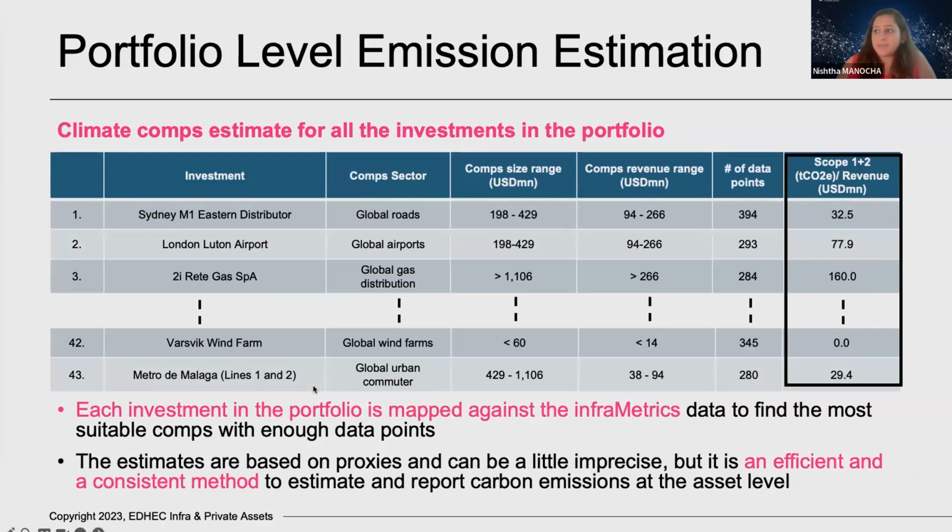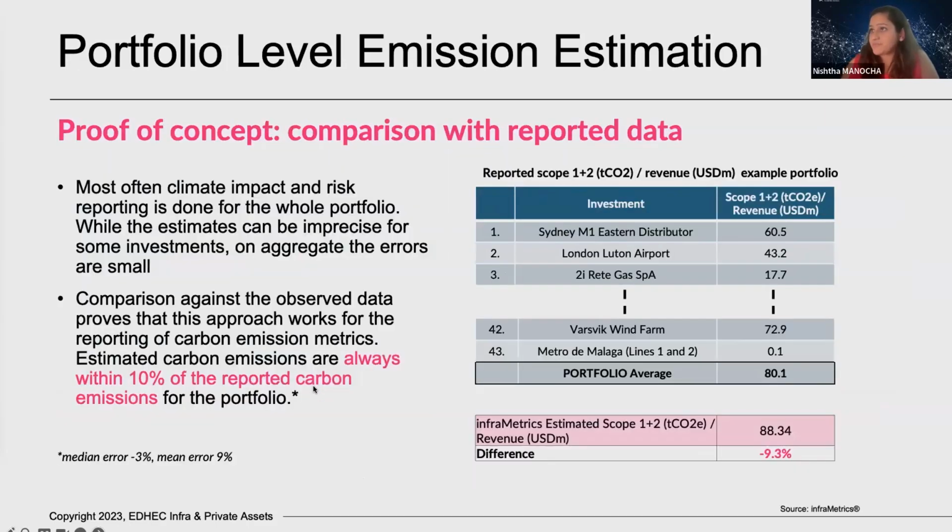So every single investment in the portfolio is mapped against Infometrics to find the most suitable comps with enough data points. While we understand that estimates based on proxies can be a little imprecise, it is an efficient and consistent method to estimate and report carbon emissions at an asset level for the portfolio, and I'll show you why.